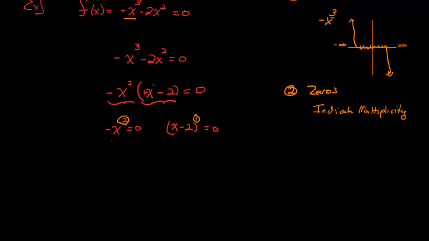Solving here, I'm going to divide both sides by negative 1, so I get x squared equals 0, then taking the square root of both sides, so I get x equals plus or minus 0, which is just in fact 0. I'm going to add 2 on both sides.